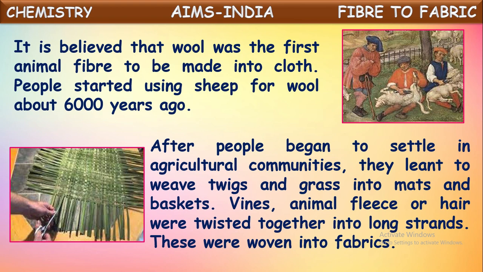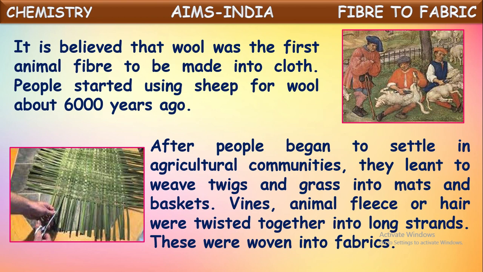Vines and animal fleece or hair were twisted together into long strands. These were woven into fabric. So after people began to settle in the agricultural communities, they started to learn about weaving clothes. First, they started with grass, and even started weaving twigs and grass into mats.